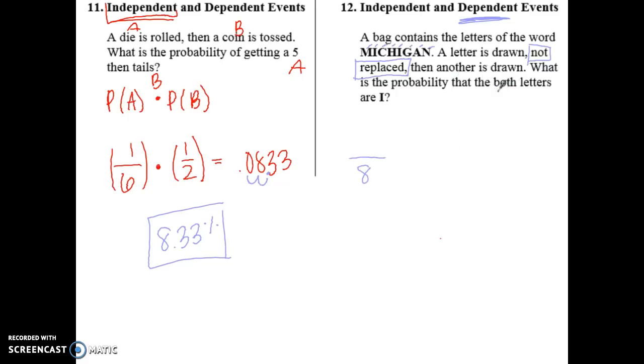But the probability of both letters are I. So here I'm going to count my I's. 1, 2. So my first probability is going to be 2 out of 8. However, remember I took that letter and I did not put it back. So right away, my second should be out of 7, because I've already not replaced it. But since I already took an I, then I only have one left, 1 out of 7 in total.